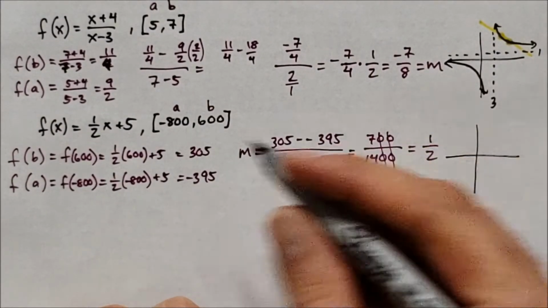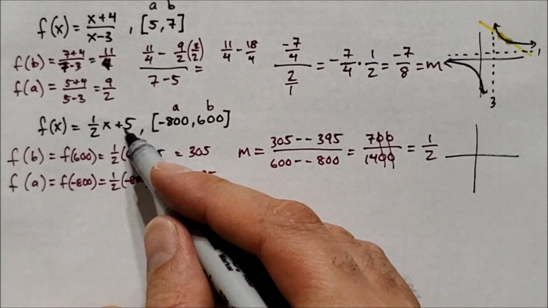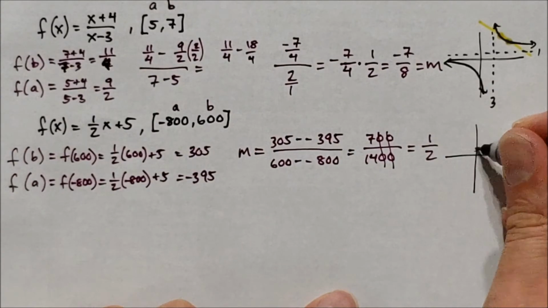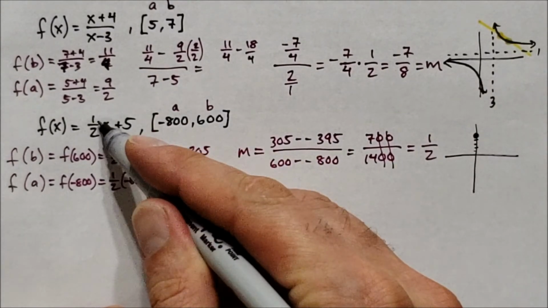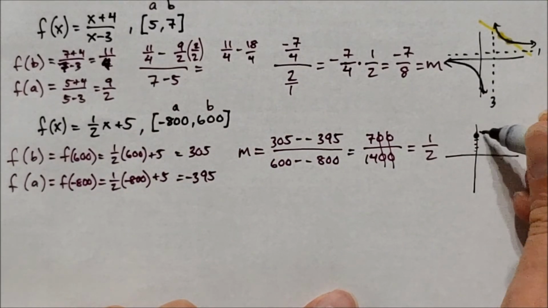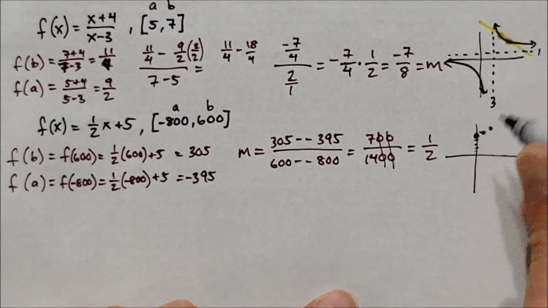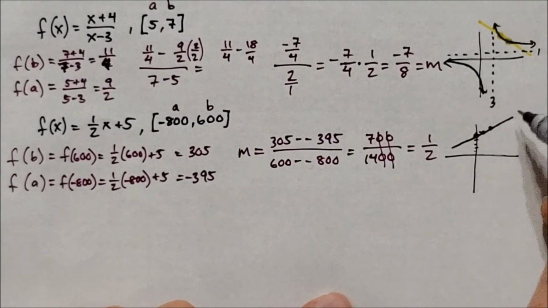If we graph this, this is our slope-intercept form with a y-intercept of 5, and our slope of 1/2. 1, 2, 3, 4, 5. We'll put a dot there. Rise over run, up 1 over 2, up 1 over 2, up 1 over 2. We have a function that looks like this.